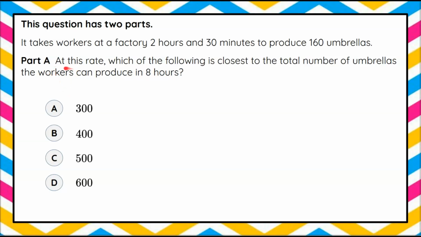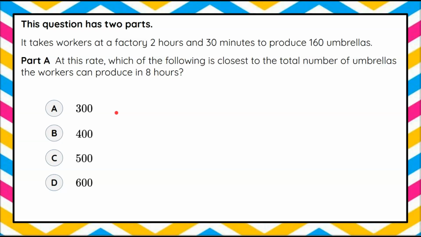So in part A, at this rate, which of the following is closest to the total number of umbrellas that workers can produce in 8 hours? And you're given 4 answer choices. So here's where you pause the video, you do your best work, and then come back to see mine.